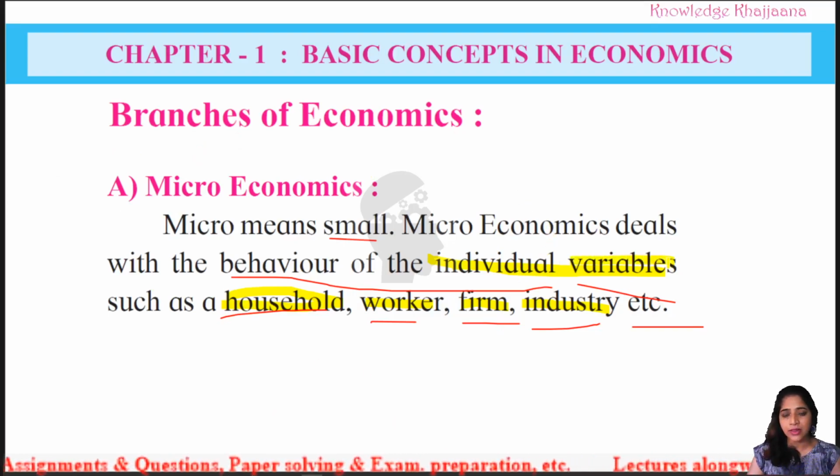Why is it called a variable? Because the behavior of one household may be different from another. The behavior of one worker may be different from another. The behavior of a firm as well as of an industry may be different from others. So they vary. The behavior of all these individual concepts varies from one to another. That's why they are called variables. And we are going to learn in detail about one household, one worker, one firm, one industry, their behavior with reference to the economy. The behavior of all these variables with reference to the economy is learnt in microeconomics. That's why it is called microscopic study, or in-detail study, of all these different variables.